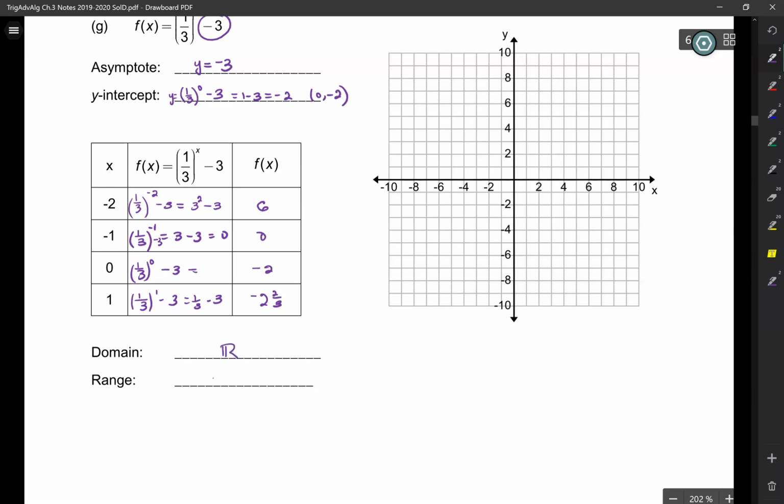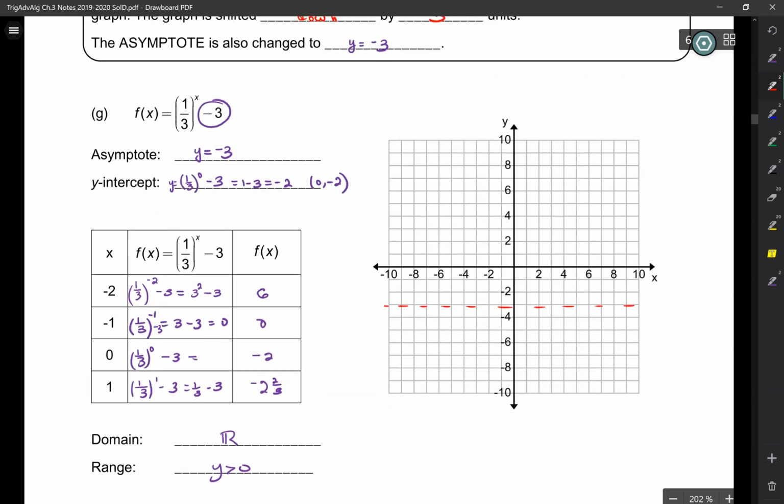Okay, domain is all reals. Range: y is greater than 0. Asymptote this time is where? Negative 3. And now look. At negative 2, we're at 6. Then 0. Then negative 2. Then negative 2 and 2/3. That's how it looks. Again, make it go all the way down to the asymptote, or close to the asymptote.